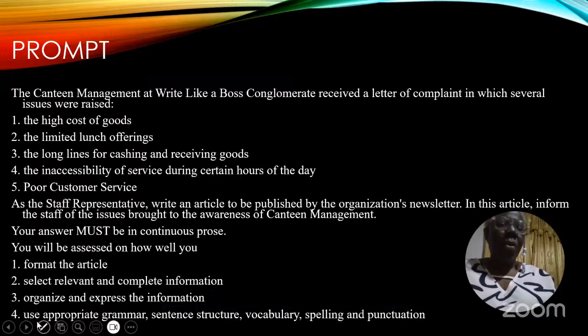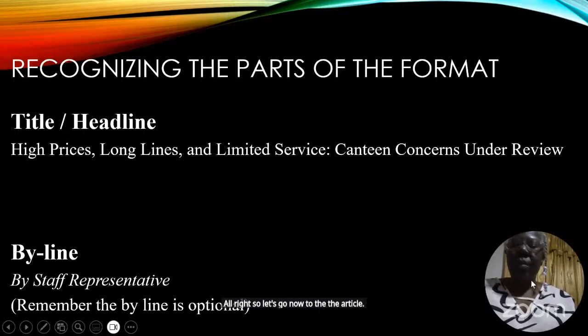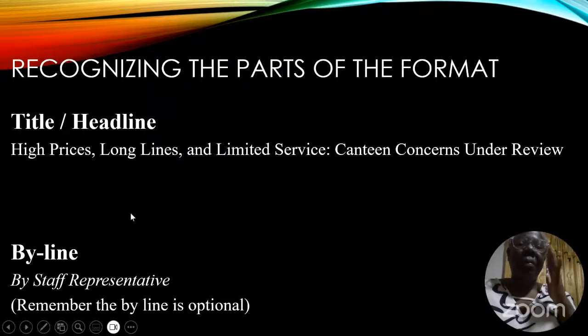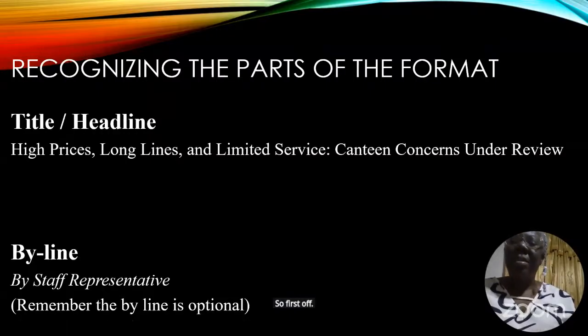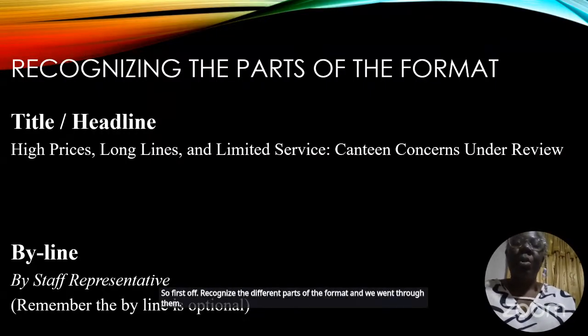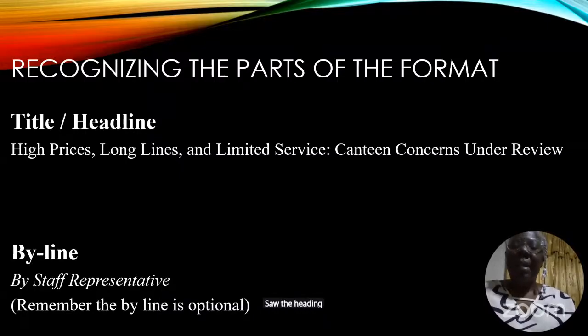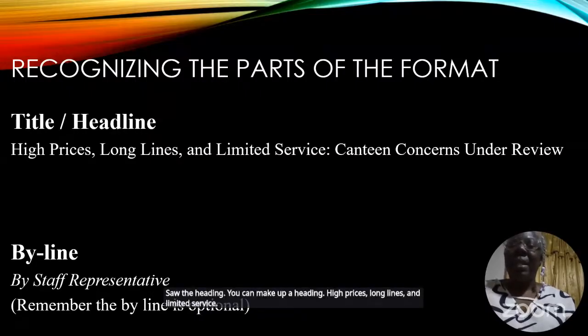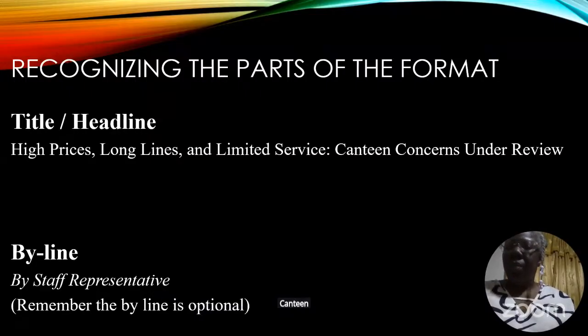All right, so let's go now to the article. So first off, recognize the different parts of the format, and we went through them. So the heading, you can make up a heading. High prices, long lines, and limited service. Canteen concerns under review. Then the byline, you can say by staff representative. You can also put by Teacher Lashmi Saranathan, staff representative.